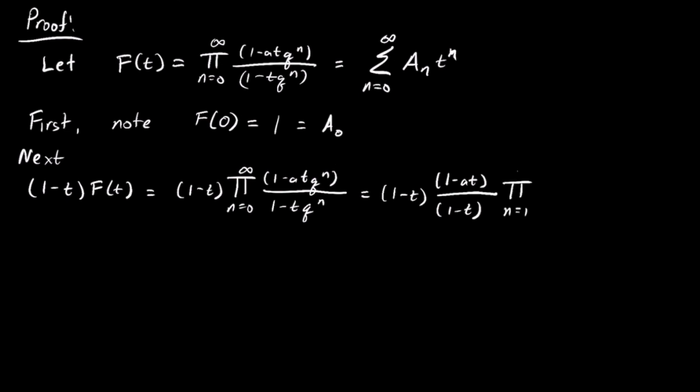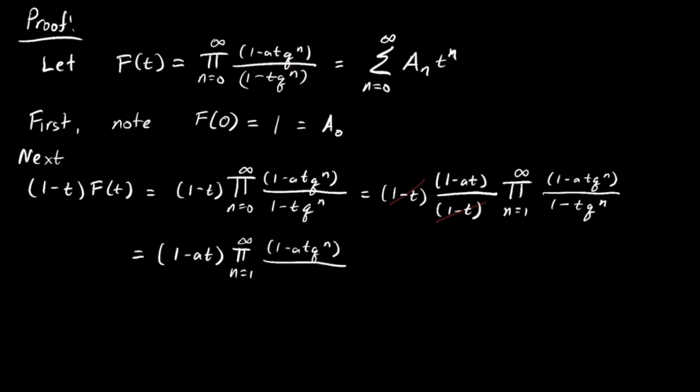and I'll write the remainder of the product, as n goes from 1 to infinity, of 1 minus a t q to the n divided by 1 minus t q to the n. The other thing that I notice right away is that the 1 minus t's will cancel out. Right? So once I've canceled the 1 minus t's, I get this rather nice expression of 1 minus a t times the product, n going from 1 to infinity, of 1 minus a t q to the n over 1 minus t q to the n. What I do next is I reindex.